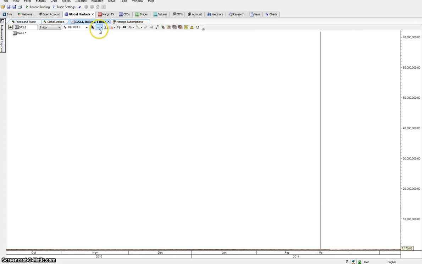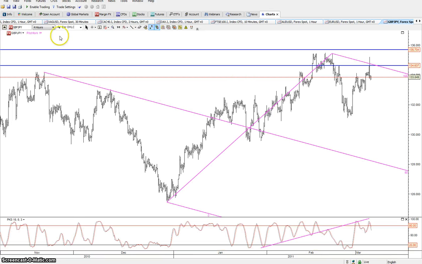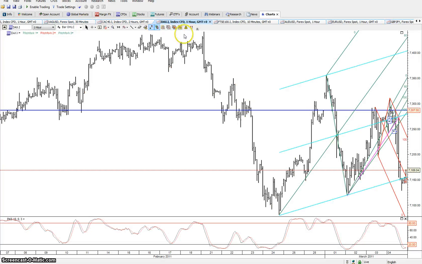I think we've got a bug in the data. Not much I can do about it. Alright. No, I'm not even going to bother. We'll go over here and have a look at, I got a DAX here somewhere.